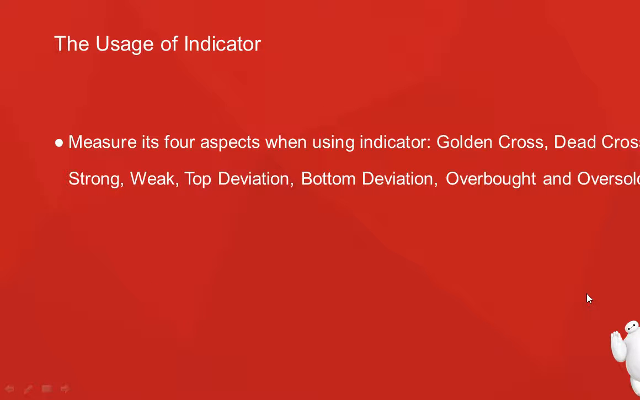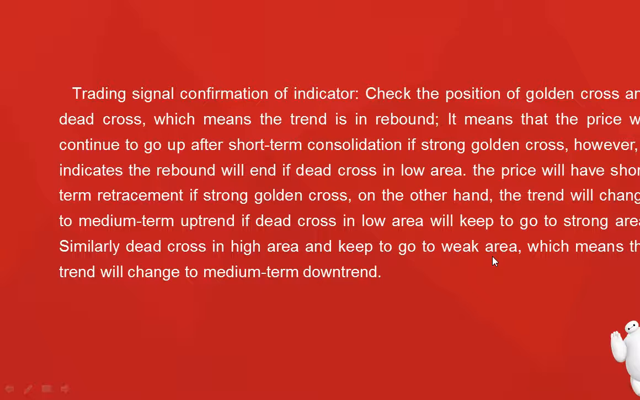Let's see the next one, the usage of indicators. Measure four aspects when using indicators: golden cross and dead cross, strong area and weak area, top deviation and bottom deviation, overbought and oversold. So this is the usage. We just need to know it, because this is the basic definition.